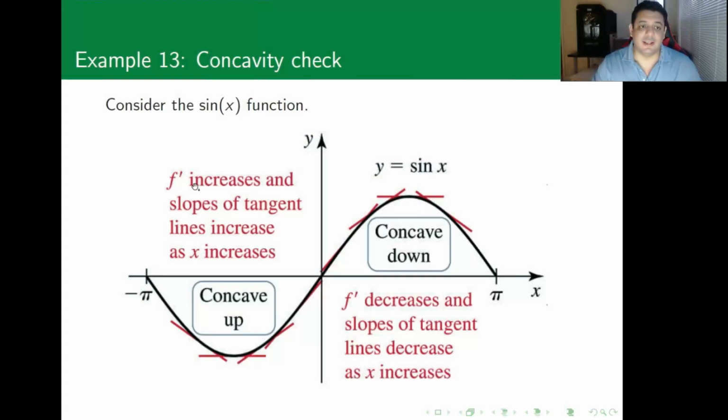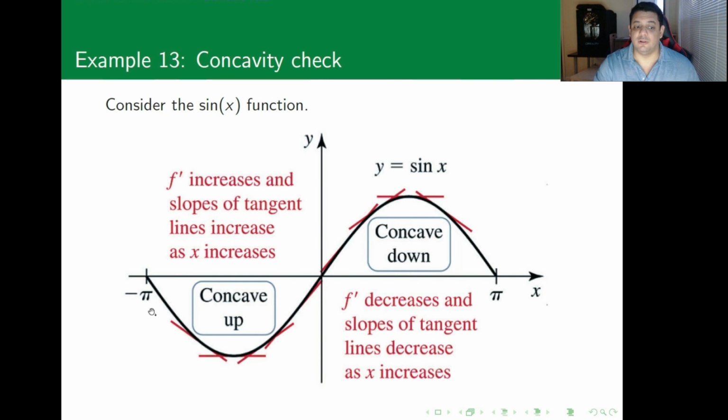So notice that if we have the sine of x function and we have that f prime is representing the slope of the tangent line, when f prime is increasing and the slope of the tangent line increases as x increases, we have a behavior of the function being concave up. When f prime decreases and the slope of tangent lines decreases as x increases, then it means that we have a concave down situation.